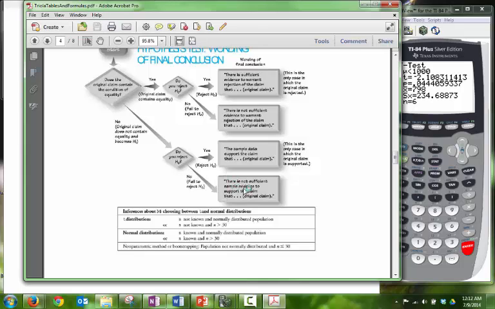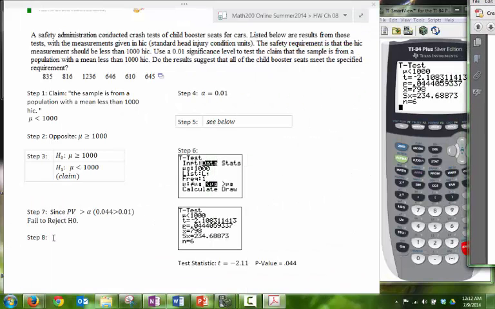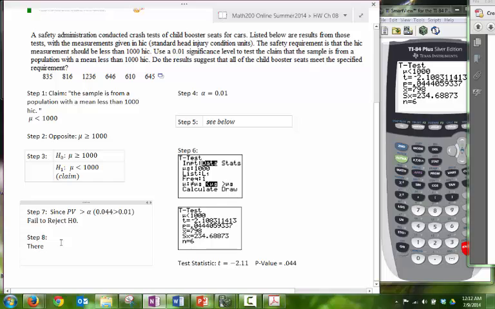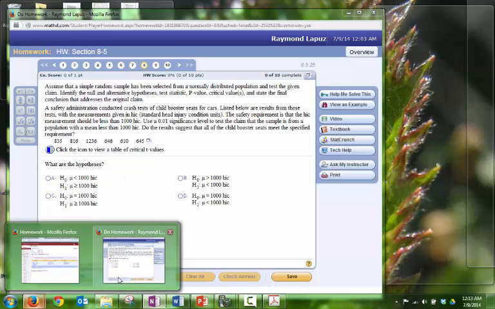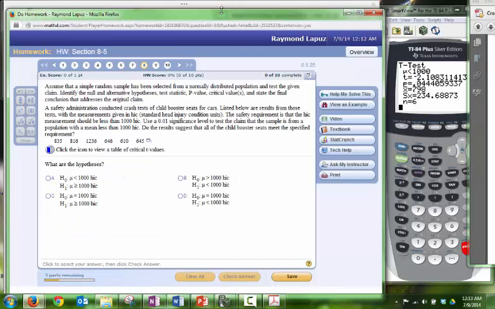So it says here there is not sufficient evidence to support the claim that. So that's our conclusion. There is not sufficient evidence to support the claim that, and then we just copy and paste again exactly word for word the information that was given earlier. Okay, let's check our answers, see how we did.